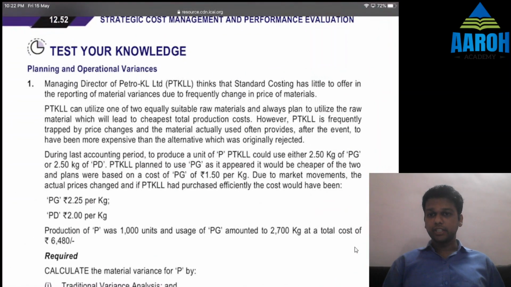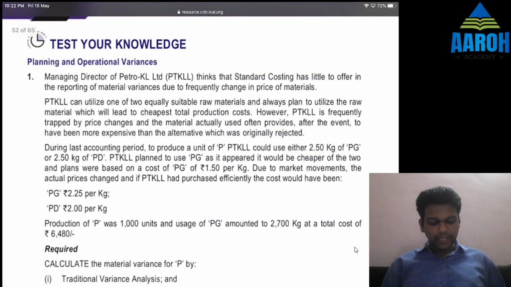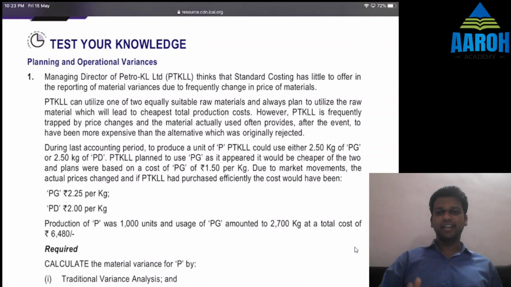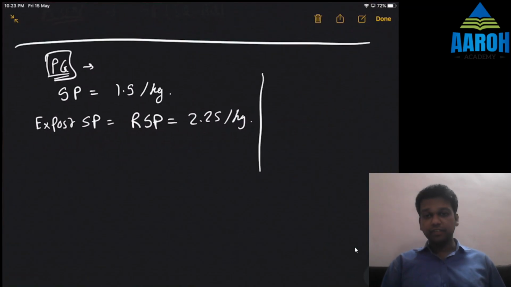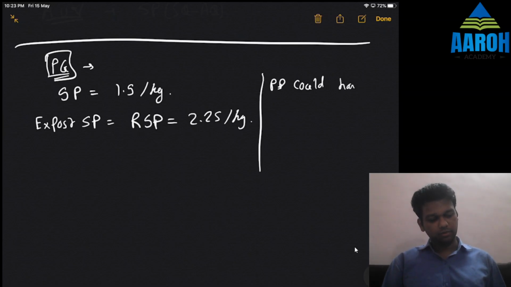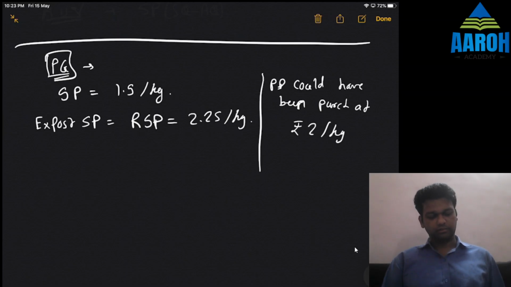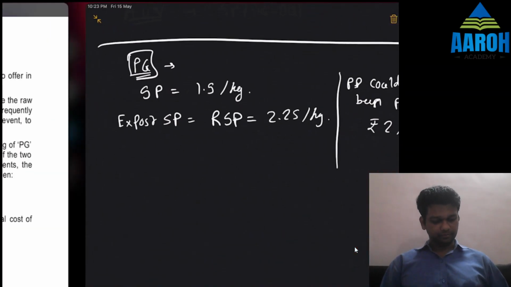There is one additional piece of information they have given: PD could have been purchased at 2 rupees per kg. Just like they were saying in the second paragraph, generally they select the wrong material, right? So after the period is over, generally their choice proves to be wrong. So let's note this information, PD could have been purchased at 2 rupees per kg, and see if it is useful to us somewhere.